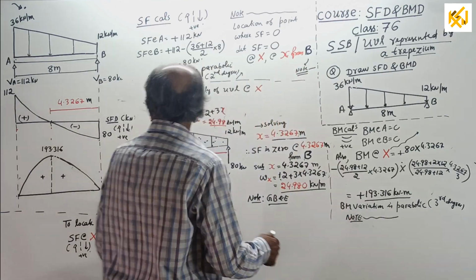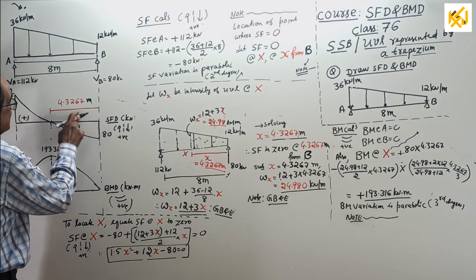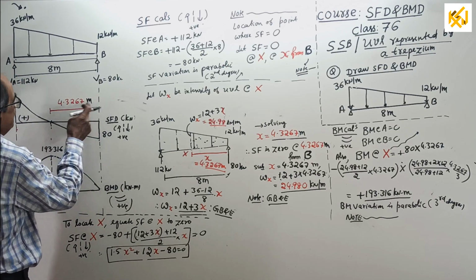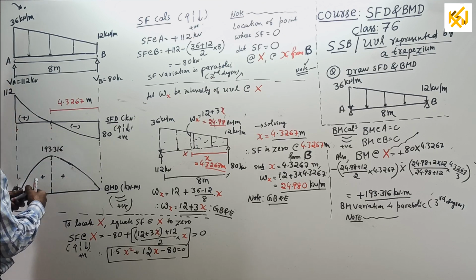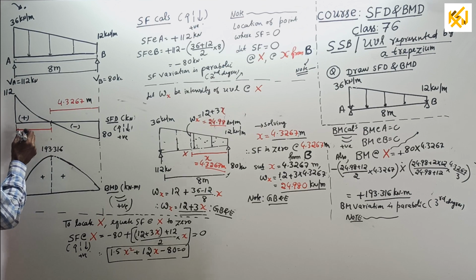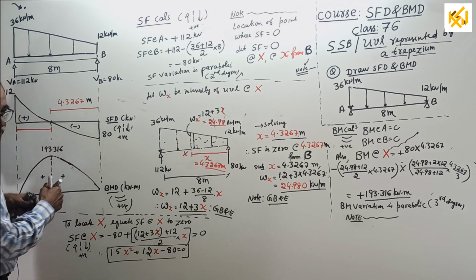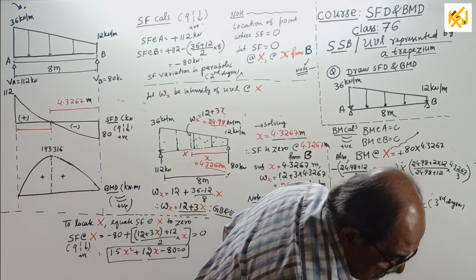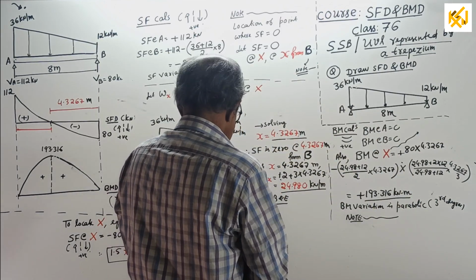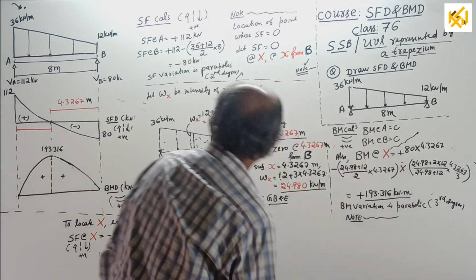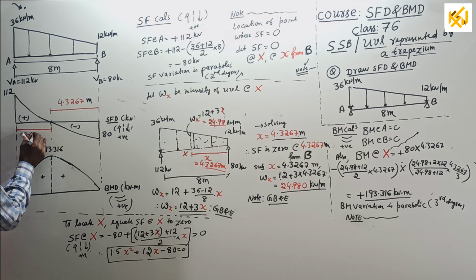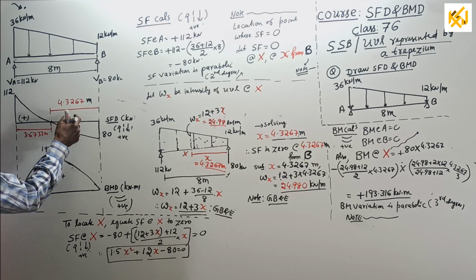Now when you draw the BMD, you should write this distance. Why? Because you locate from here, or if this is known, you can get this one. Or if you want, write both the distances, on the safer side. How much is it? I forgot now. I don't know where. Again you have to calculate. 8 minus 4.3267 is 3.6733 meter. This is the bending moment arm.